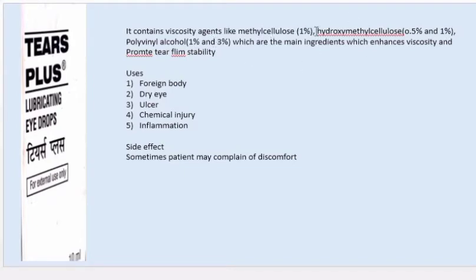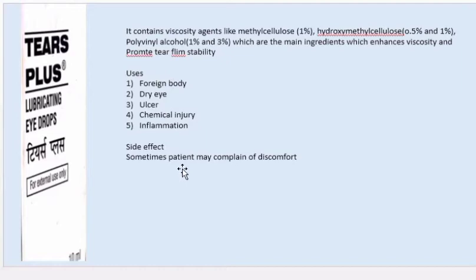Okay, these are the main ingredients because they help in enhancing viscosity and they help to promote tear film stability. So you might be asked a question like this. And obviously the uses are foreign body, dry eye, ulcer, chemical injury, inflammation. So these are the uses of the Tear Plus.